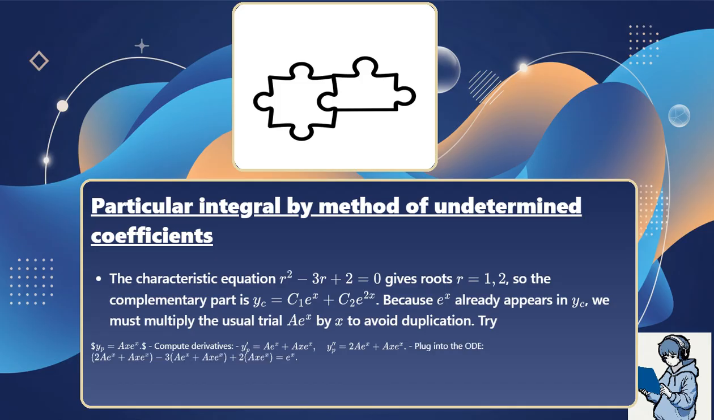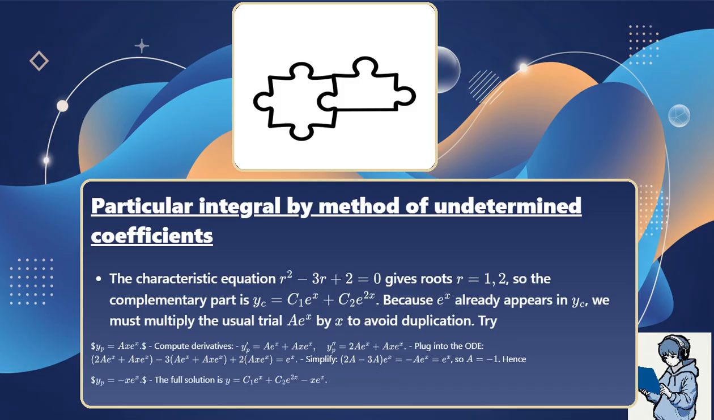Plug into the ordinary differential equation. Open parenthesis 2 a e to the x plus a x e to the x close parenthesis minus 3 open parenthesis a e to the x plus a x e to the x close parenthesis plus 2 open parenthesis a x e to the x close parenthesis equals e to the x. Simplify, open parenthesis 2 a minus 3 a close parenthesis e to the x equals negative a e to the x equals e to the x, so a equals negative 1. Hence y sub p equals negative x e to the x.